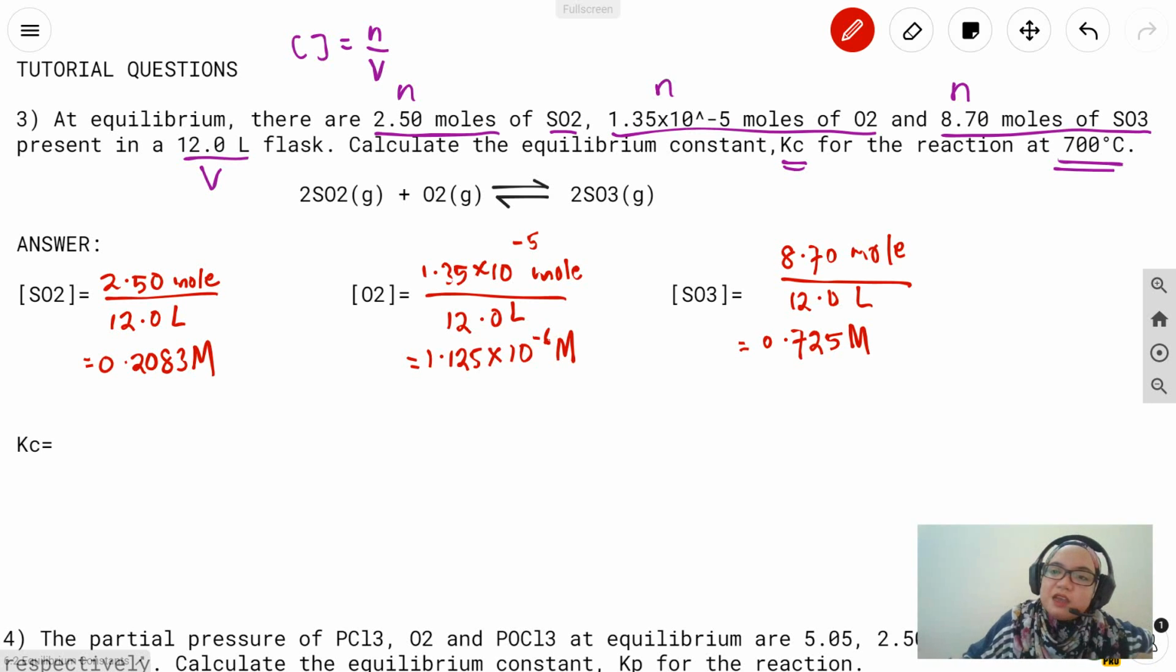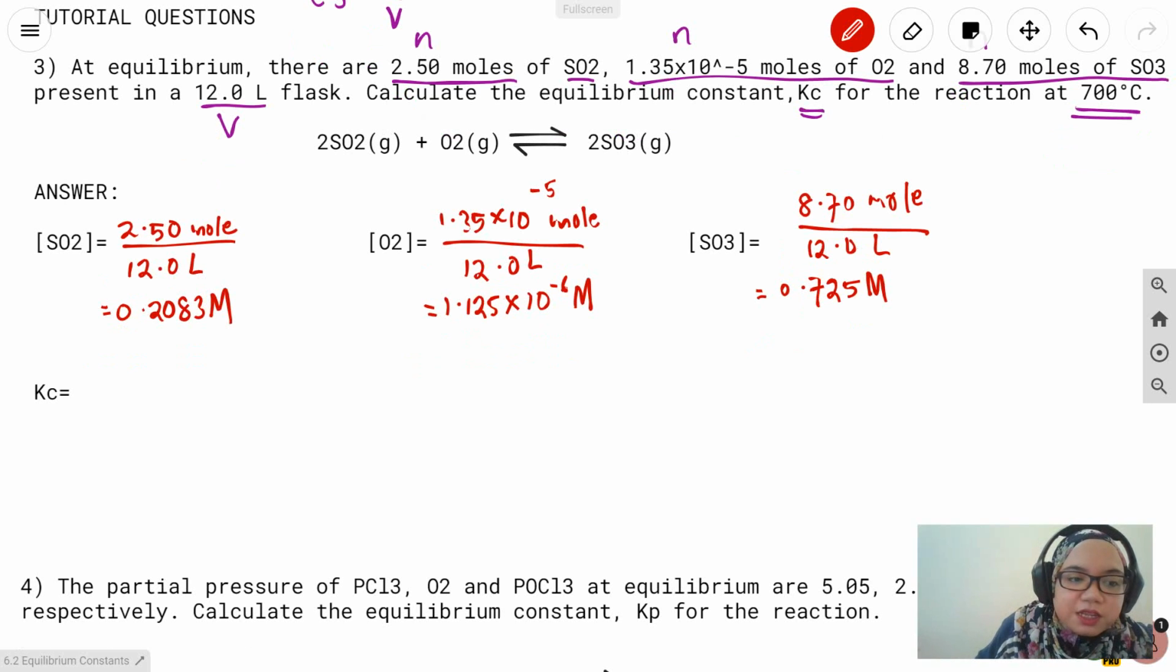So now we can find the Kc. We know that Kc, the equilibrium constant, is equal to the product of the concentrations of products divided by the concentrations of reactants. So the products here: the concentration of SO3 to the power of 2, divided by the concentration of SO2 to the power of 2, times the concentration of oxygen. Okay?